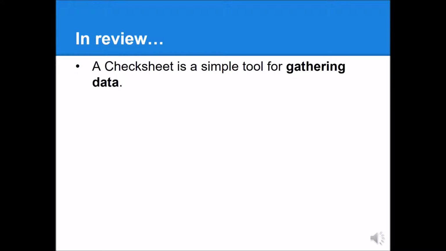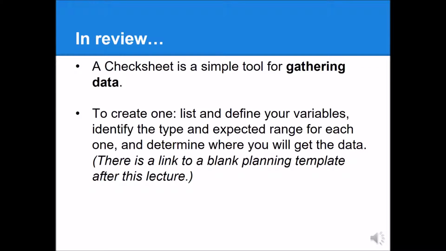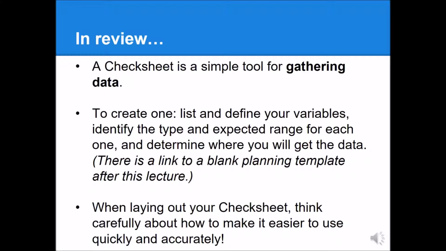Now, in review. A check sheet is a simple tool for gathering data during one of your PDSA cycles. To create one, you list and define your variables, identify the type and expected range for each one, and then determine very specifically where you will get your data. And there's a link to a planning template after this lecture. Also remember, for discrete variables, if you plan ahead, you should think of a code for those discrete variables to make data entry easier. And then finally, when laying out your check sheet, think very carefully about how to make it easier to use quickly and accurately by whoever is going to be gathering data.